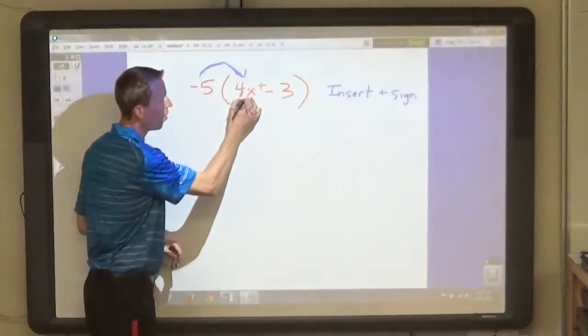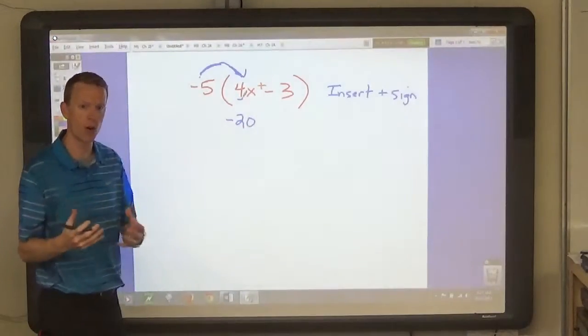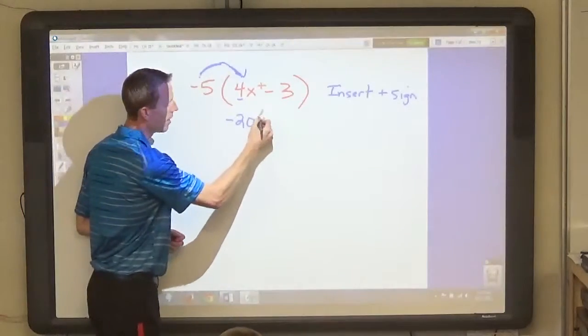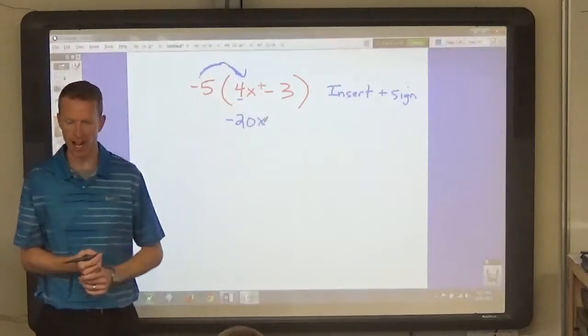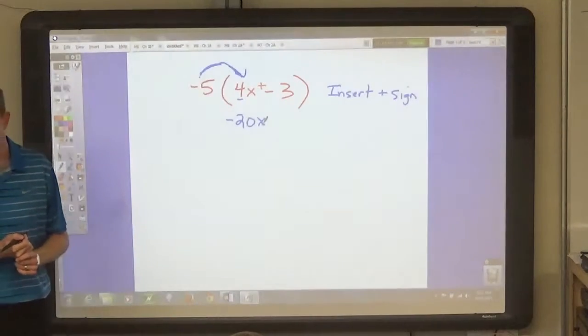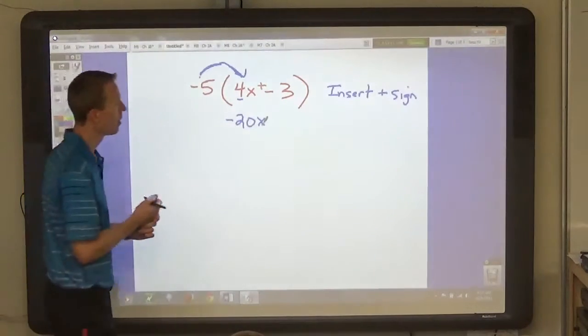This is not just 4, but it represents 4 x's. So this is negative 20 x's. We have to write the x's next to that. Okay?